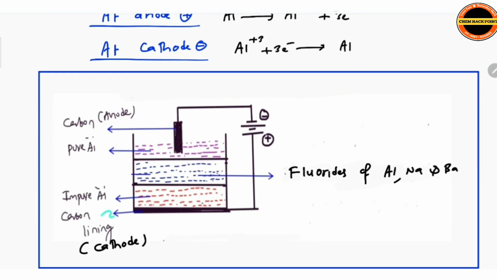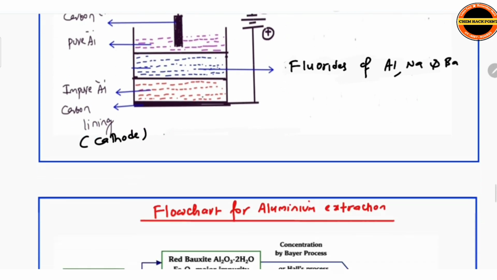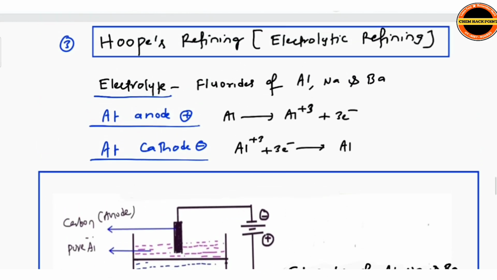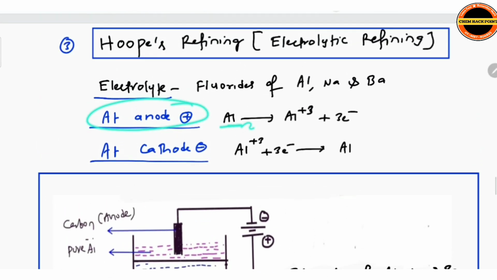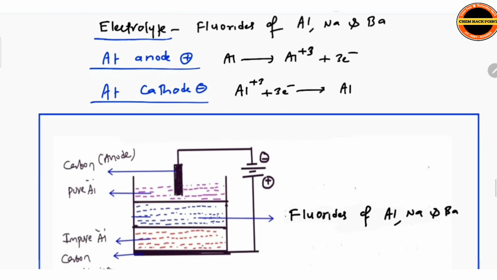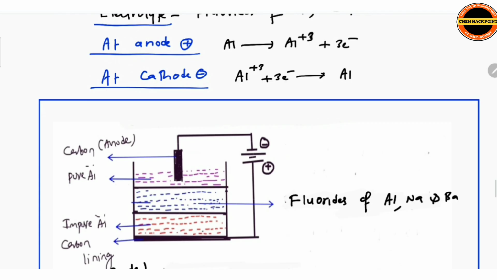So here is impure aluminium, that which should be purified. Here impure aluminium is present. The middle layer is the electrolyte, fluorides of aluminium, sodium, barium. The layers are arranged based on density. Bottom layer is impure aluminium, which we are going to purify. Top layer is pure aluminium. Carbon is the anode here, then the carbon lining is the cathode here. Okay, so here the reactions are based on density. Reactions we already mentioned: at the anode Al, after losing electrons, forms Al3+; at the cathode Al3+ gains 3 electrons and forms Al. Overall reaction, based on density we arranged these.